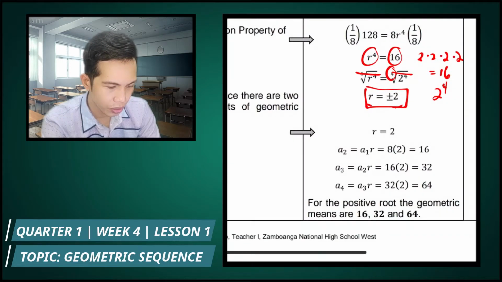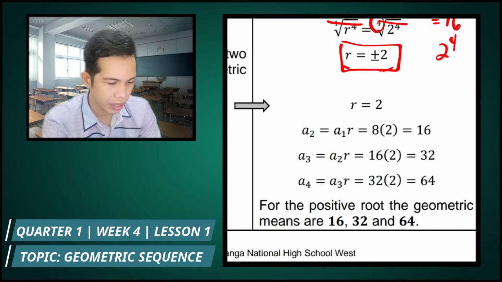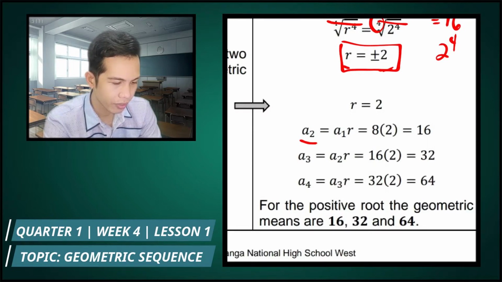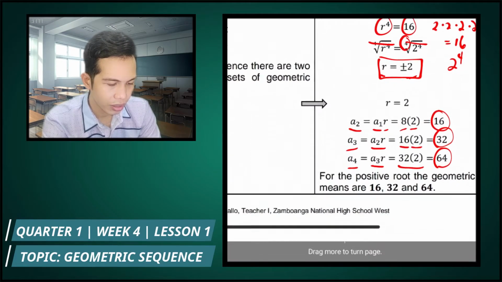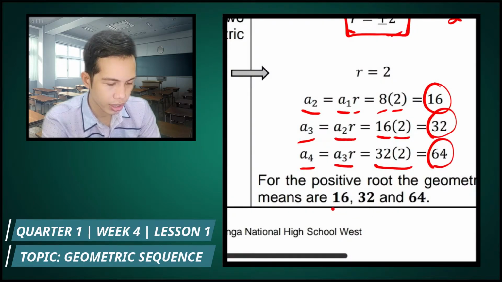Okay, so to continue, let's solve first for the positive root, which is positive 2. So for a sub 2, we have the first term times r, that is 8 times 2, which is 16. For a sub 3, we have a sub 2 times r, so that is 16 times 2, 32. And for a sub 4, we have a sub 3 times r, 32 times 2, that is 64. So we now have the geometric means, which are 16, 32, and 64.